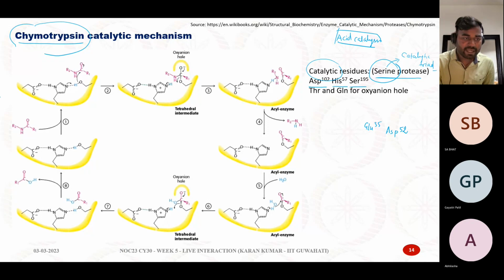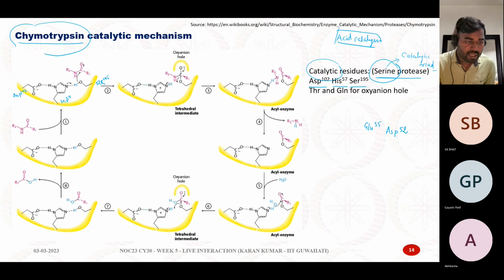Okay, so in the catalytic triad, these residues are in close proximity. This is your serine, because serine has an OH group, right? Serine 195. This is your histidine, histidine 57, and this is your aspartic acid, aspartic acid 102. So what do you see? These are in close proximity.